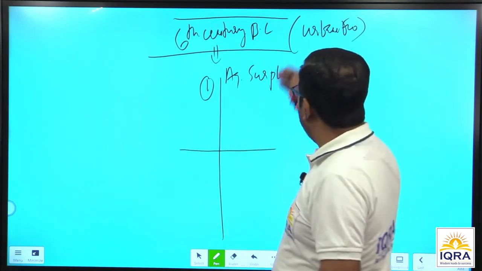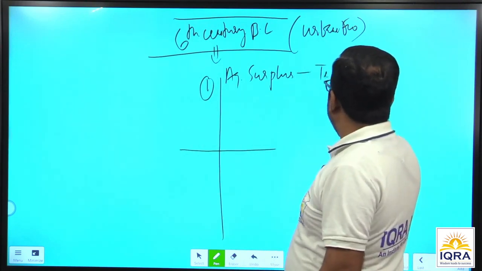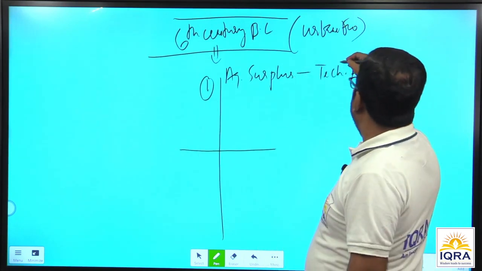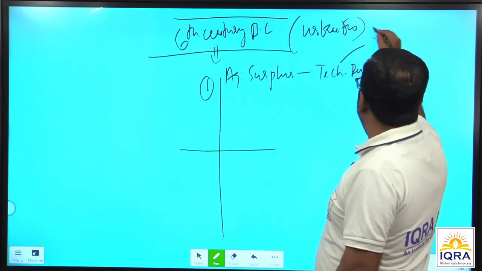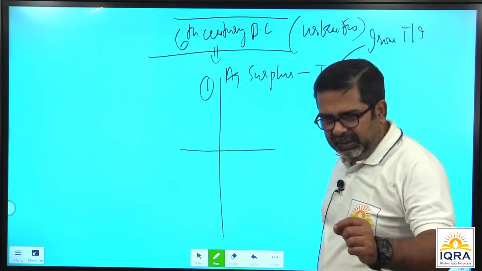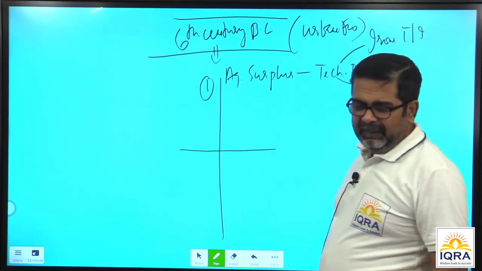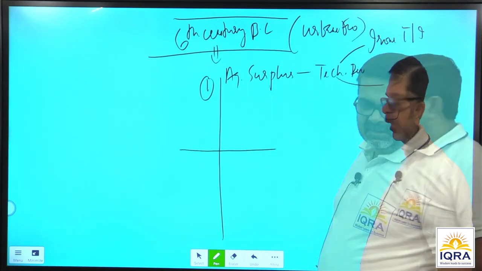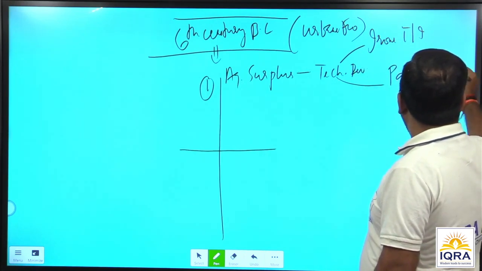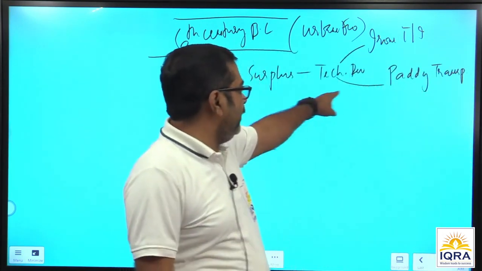Urban economy. Why? Agriculture surplus. Why? Technological development. What was that technological development? Iron tools and implements. Second, paddy transplantation. The Buddhist literature of this period are filled with this paddy transplantation.